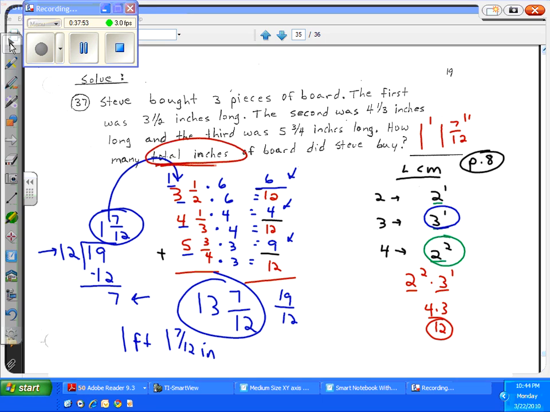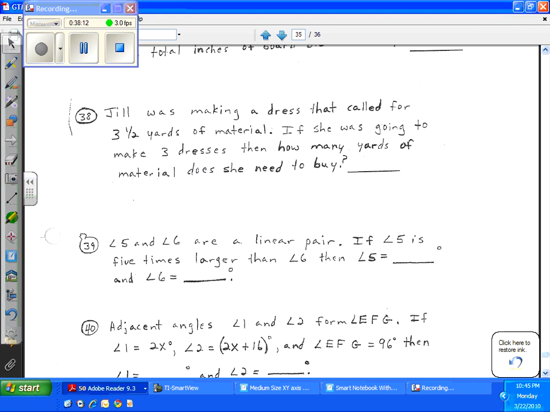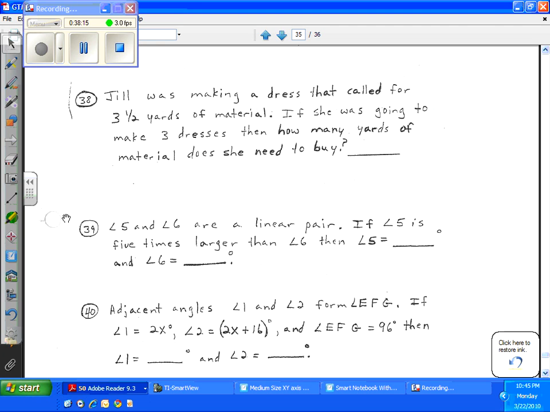The question is total inches. So if we write the answer in the format of the question, then it would have been 13 and 7/12 as inches. Any questions on number 37? Number 38.